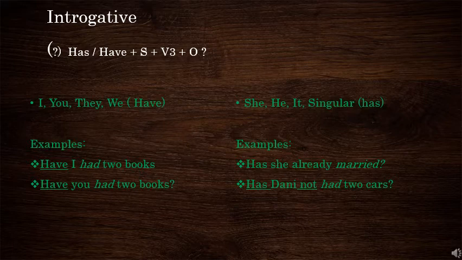If yes, you can say yes I have. Then if you don't have two books, you can answer no I have not or no I haven't. And for the other example of auxiliary has: has she already married and has Danny not had two cars?